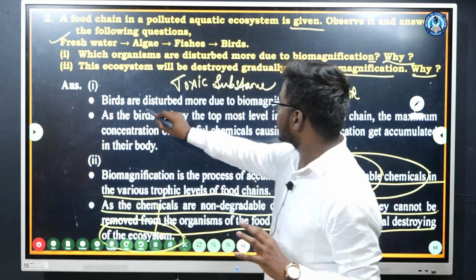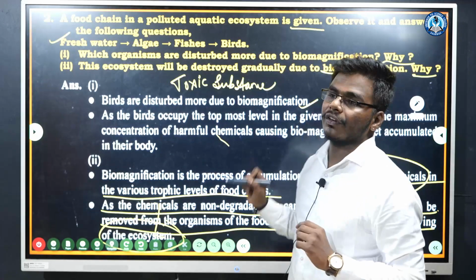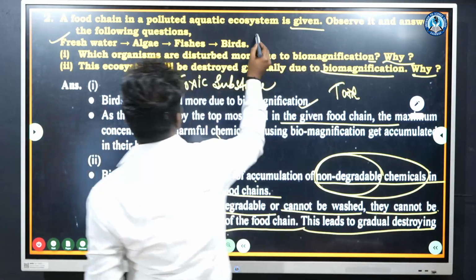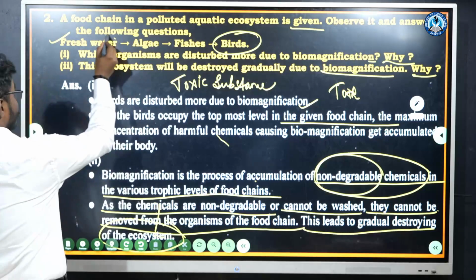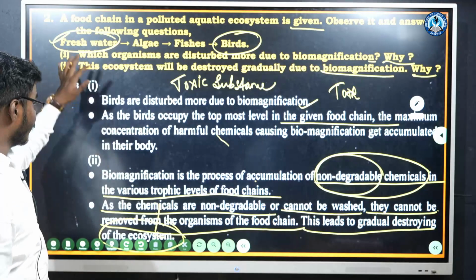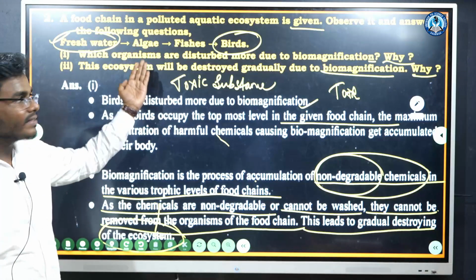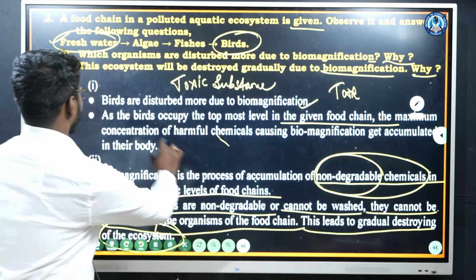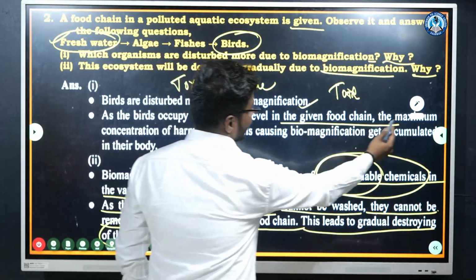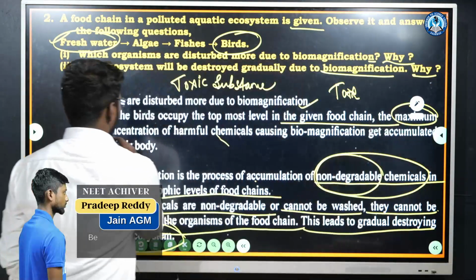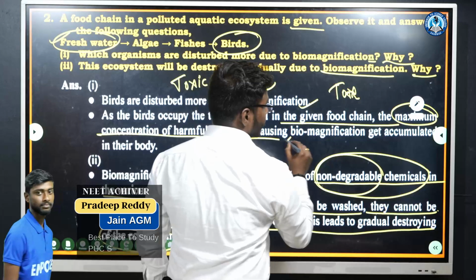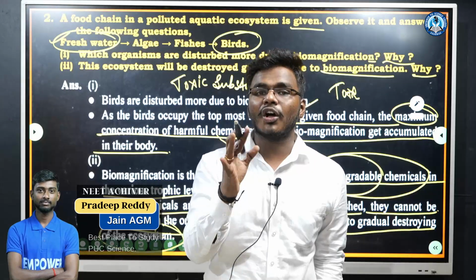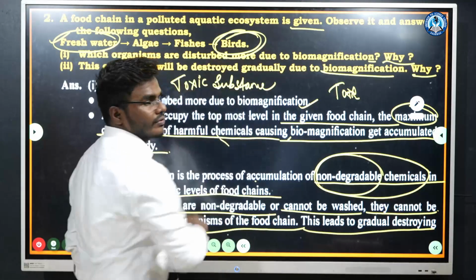So birds are affected more due to the biomagnification. Birds occupy the topmost level in the given food chain. So this is the topmost level. This is the basic level. So the fresh water feeds the algae. The algae is eaten up by the fishes, and fishes are again eaten up by the birds. So as the birds occupy the topmost level in the given food chain, the maximum concentration of harmful chemicals causing biomagnification gets accumulated in the body. That is, the highest accumulation of the toxic substance is seen in birds.